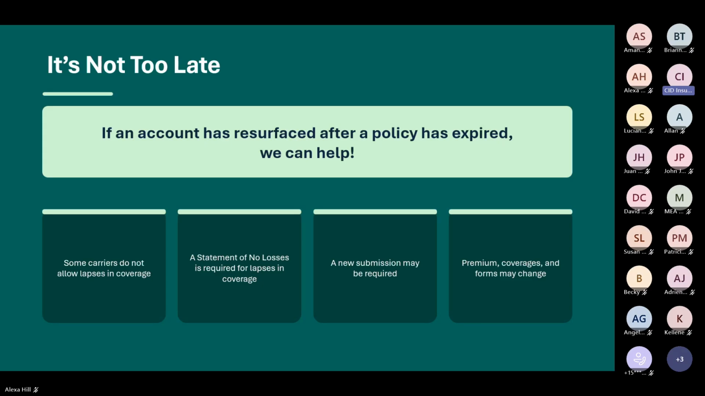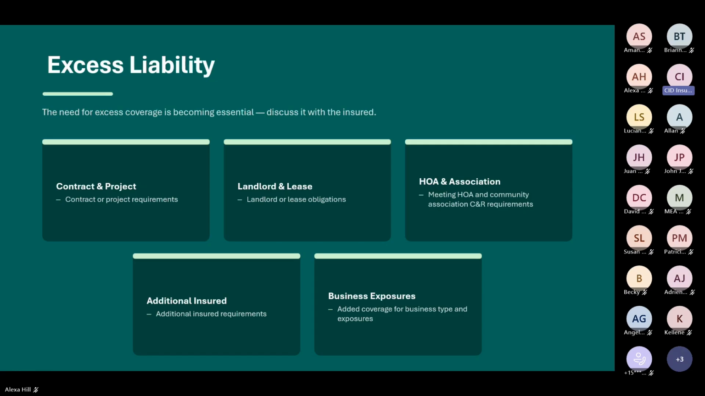Now we're going to do another quick poll question. Are you currently offering excess liability coverage to your clients? All right, thank you for your responses.